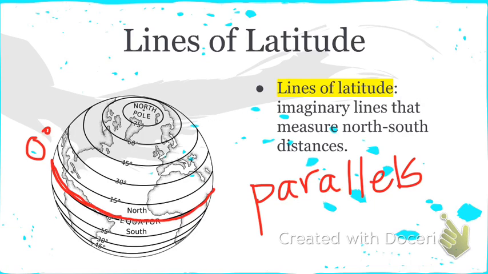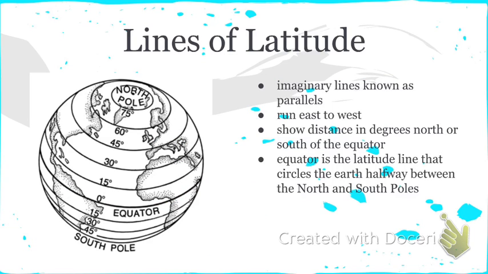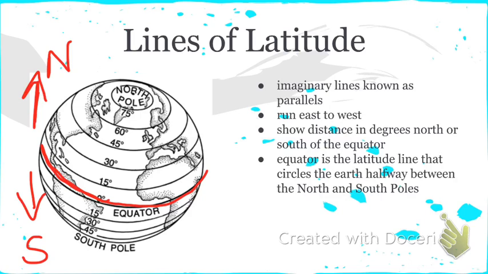And one way I remember lines of latitude is I think of flatitude. These lines are completely flat. Now they measure degrees north or south. So here again we have your equator right here. Anything north of the equator is going to be measured in degrees north, and anything south of the equator will be measured in degrees south. For instance, this would be 75 degrees north. This would be 45 degrees south.